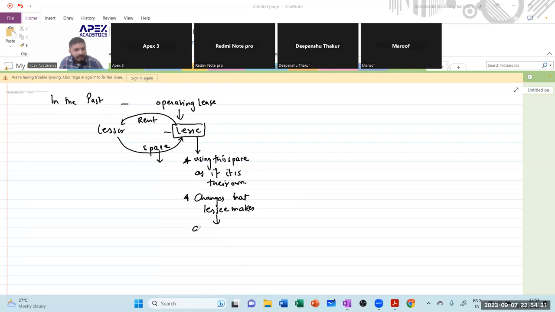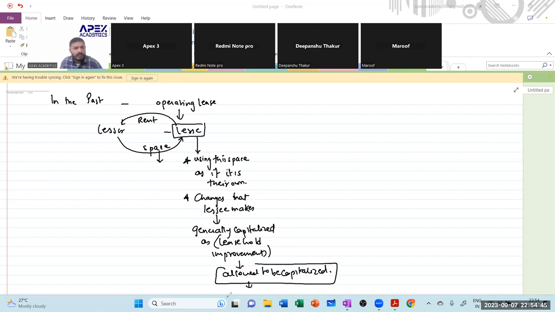Secondly, these changes that the lessee makes were generally capitalized by the lessee as leasehold improvements. Leasehold improvements are allowed to be capitalized. Why are they allowed to be capitalized? Because they give you benefits for more than one period.